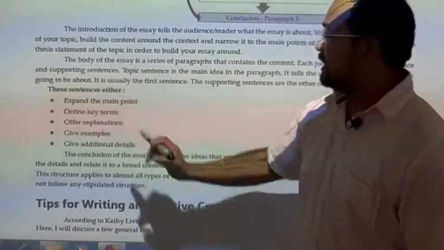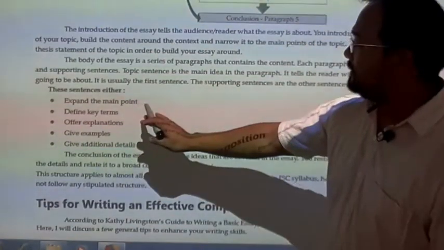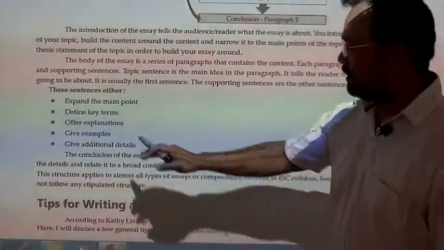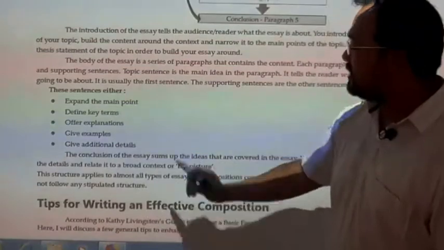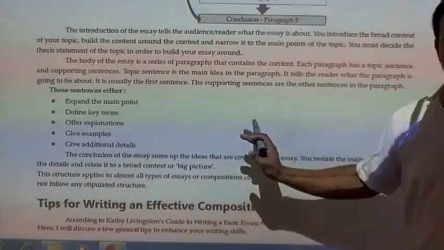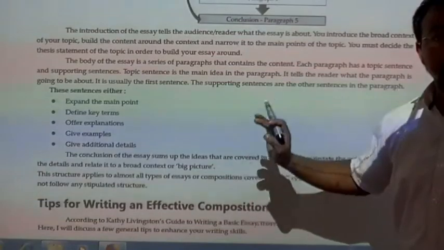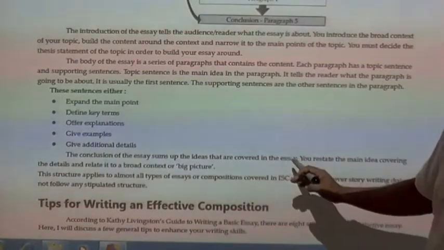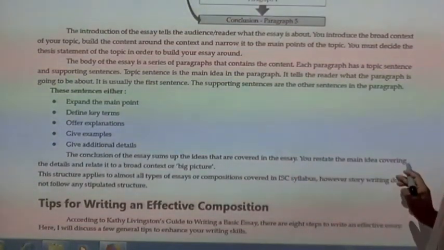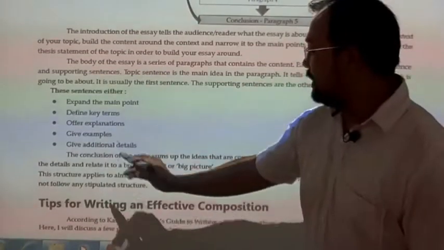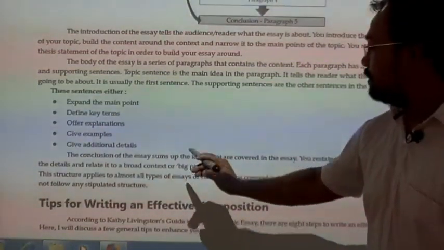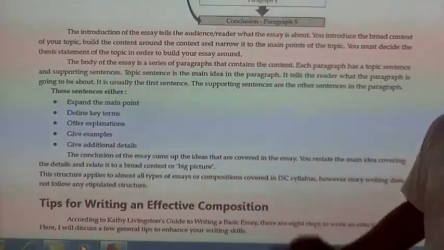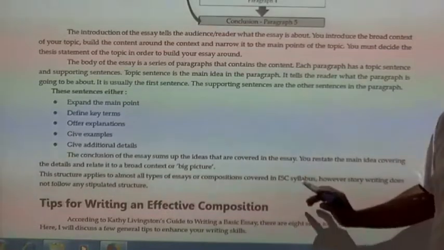Now you can see these sentences either expand the main point, define the key terms, offer explanations, give examples, or give additional details. So all these you need to follow when you want to write a good essay. The conclusion of the essay sums up the ideas that are covered in the essay. You restate the main idea, covering the details, and relate it to the broad context or big picture. This structure applies to almost all types of essays or compositions covered in the ISC syllabus.